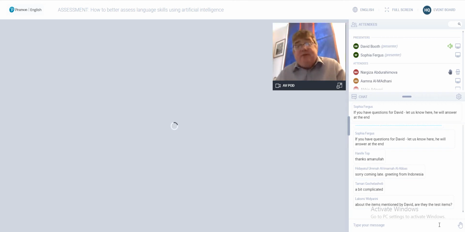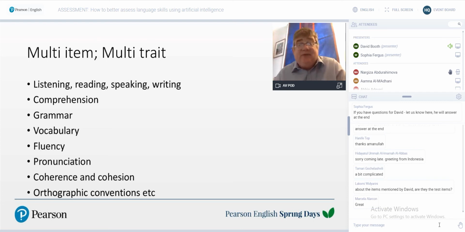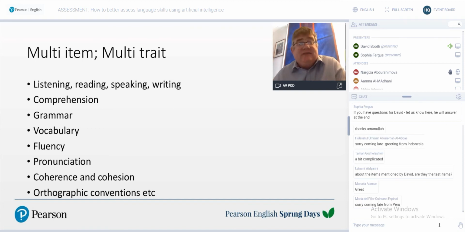So that approach in general is called multi-item, multi-trait. So you're using a number of items. In the case of that placement test level, it has 17 different item types, and you will get different numbers of those items. Those are just the item types. There's not 17 questions. There's probably 50 or more questions, but based on those 17 item types.